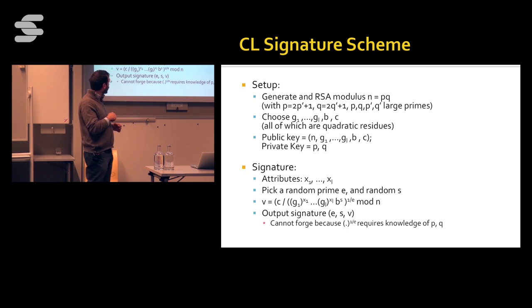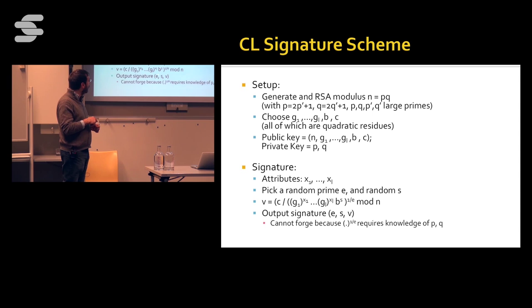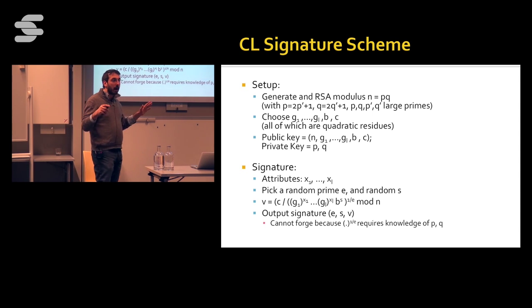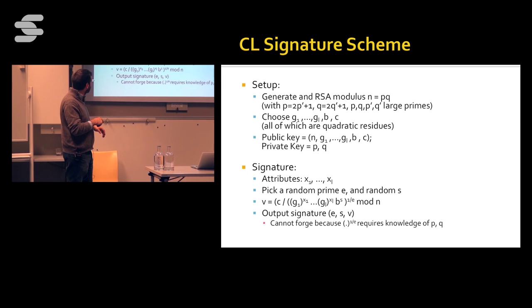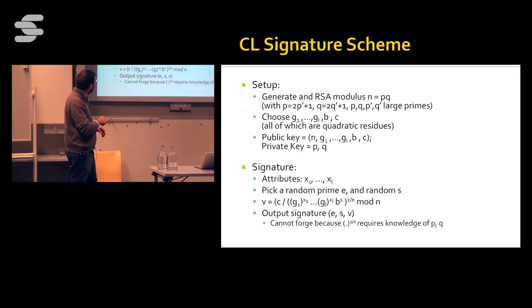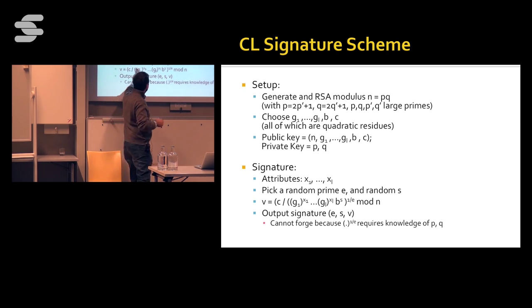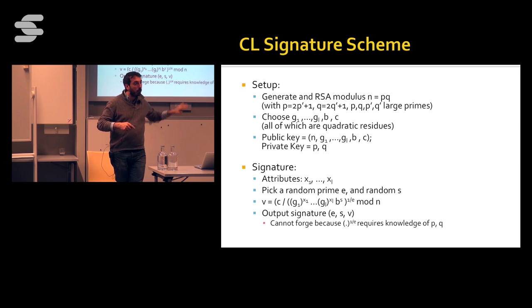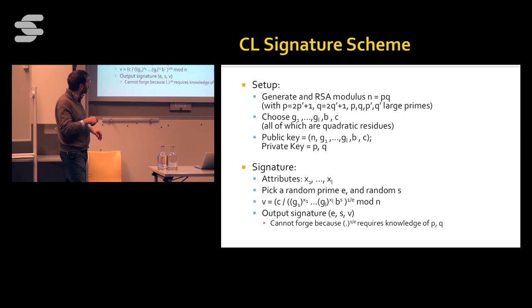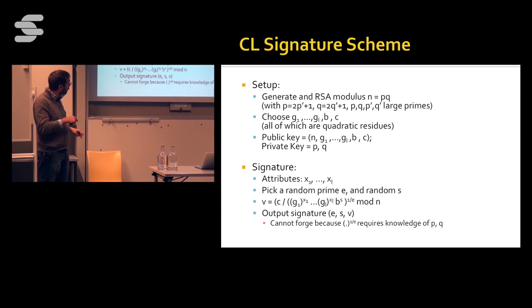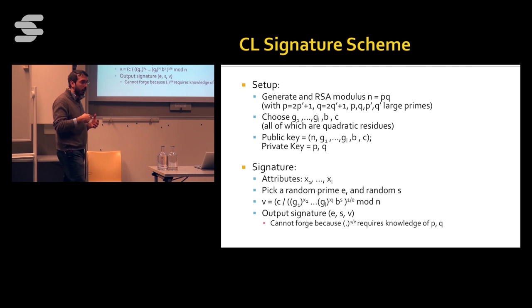So it's just an equation, and I compute it, and at the end I get e, s, and v, and that's my signature. It's a bit like RSA. In RSA, we would just stick anything we want to sign, the message, in here, and we would do the same thing. However, here my message is in a little bit of a special format. There is this B which is random, there is this S which is random, there is this V which is a little bit like the RSA signature, but there is more to it.